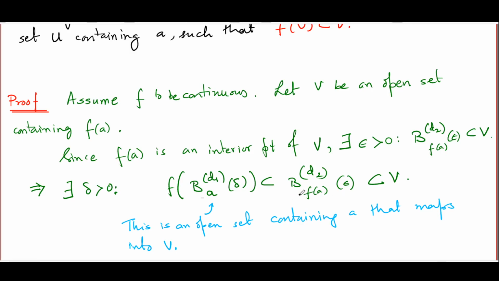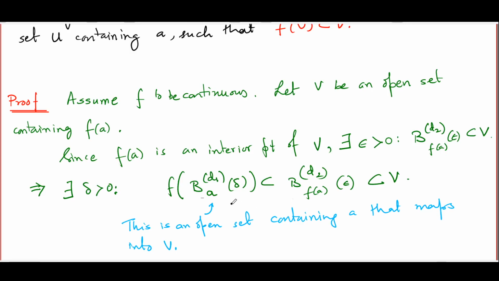But remember, this thing is contained entirely inside V. In other words, we have an open set, namely this ball of radius delta centered around A, which maps entirely into V. f acting on that is a subset of V. And this is, of course, what you demand in the theorem.